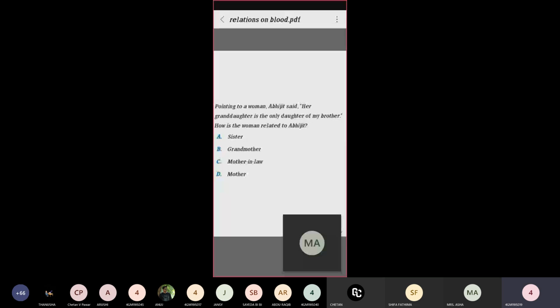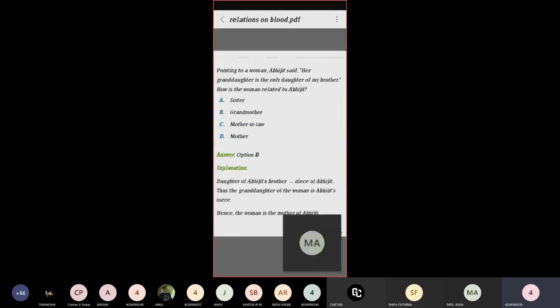Pointing to a woman, Abhijit said, "Her granddaughter is the only daughter of my brother." How is the woman related to Abhijit? Options: A. Sister, B. Grandmother, C. Mother-in-law, D. Mother. Abhijit is saying the woman's granddaughter and his brother's only daughter are the same. It means that the woman is the mother of his brother, and the woman is also the mother of Abhijit. So the relation is mother.